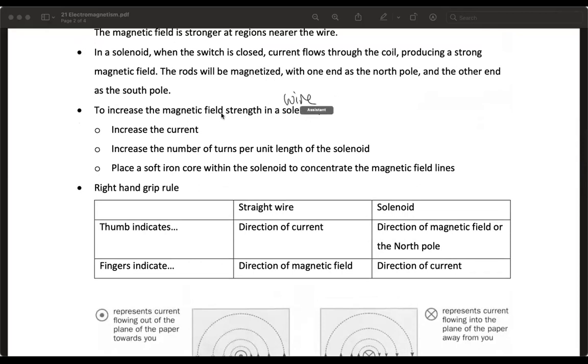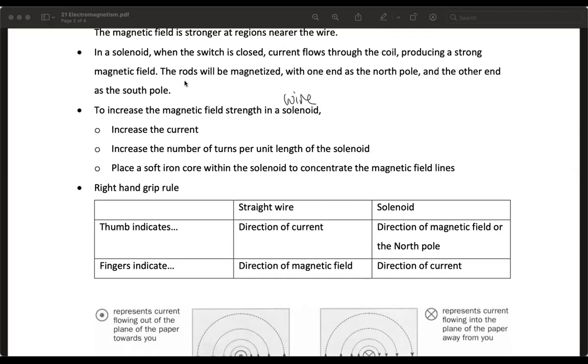To increase the magnetic field strength in the solenoid or the wire, the first applies to both the wire and solenoid, the last two apply to the solenoid only. Very simple, don't need to memorize, it's common sense. To increase your electromagnet, number one, you can increase your current. Number two, you can increase the number of coils in the solenoid. And finally, you can also place a soft iron core in the solenoid to improve the magnetic field strength.